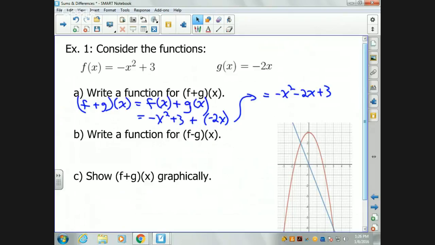No, because it's addition, right? So the sign shouldn't change if we're adding. If it was minus, yeah, and that's what we're going to do next. So the next one will be a subtraction.